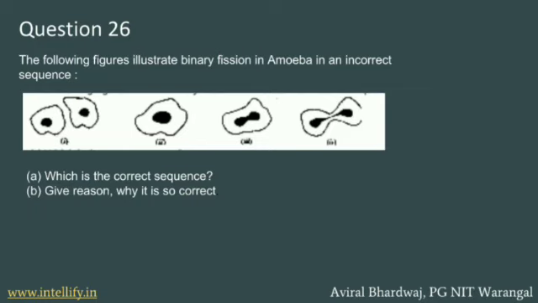There are four diagrams given. They show the parts of binary fission, the cell division, and they are arranged in an incorrect order. Question A: which is the correct sequence, and give the reason why it is correct.